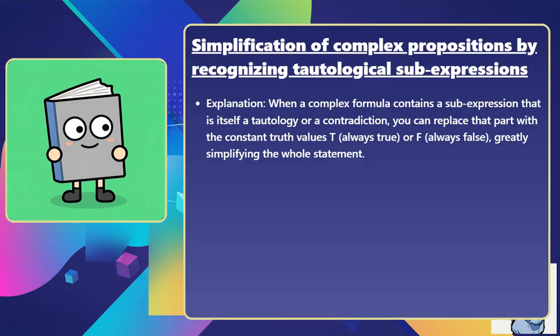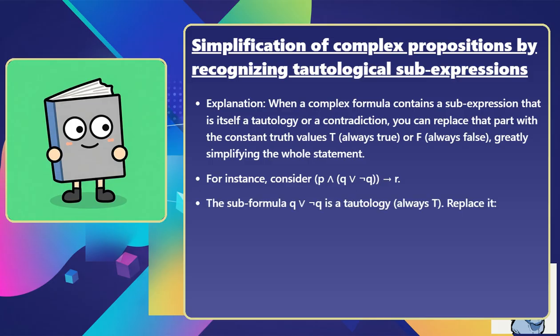Explanation: when a complex formula contains a subexpression that is itself a tautology or a contradiction, you can replace that part with the constant truth values T, always true, or F, always false, greatly simplifying the whole statement. For instance, consider (P and (Q or not Q)) implies R. The subformula Q or not Q is a tautology, always true. Replace it. P and true implies R simplifies to P implies R because P and true is just P.